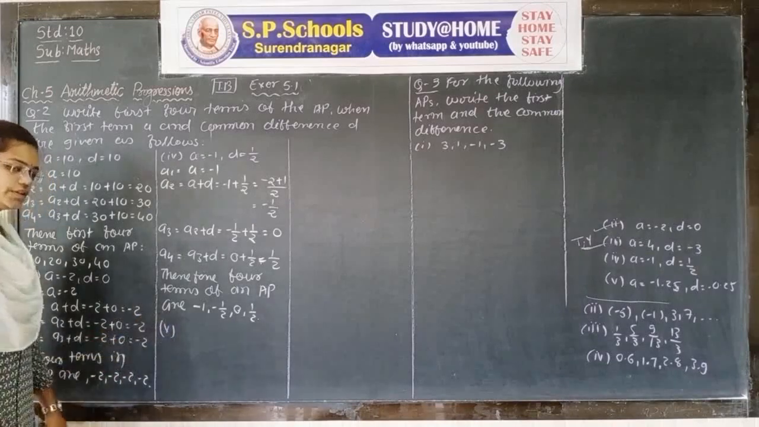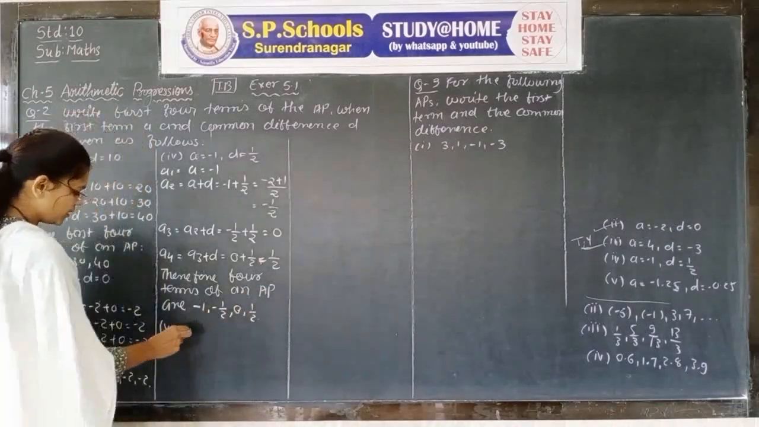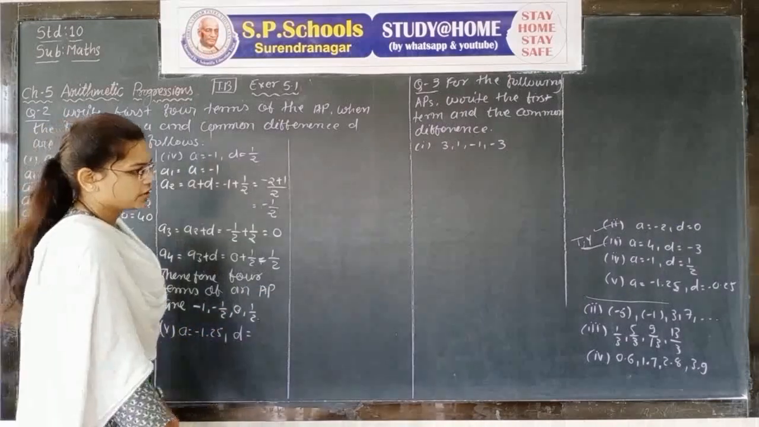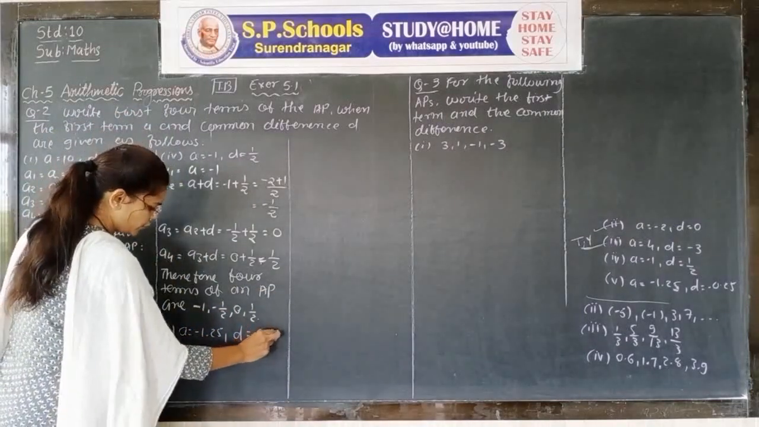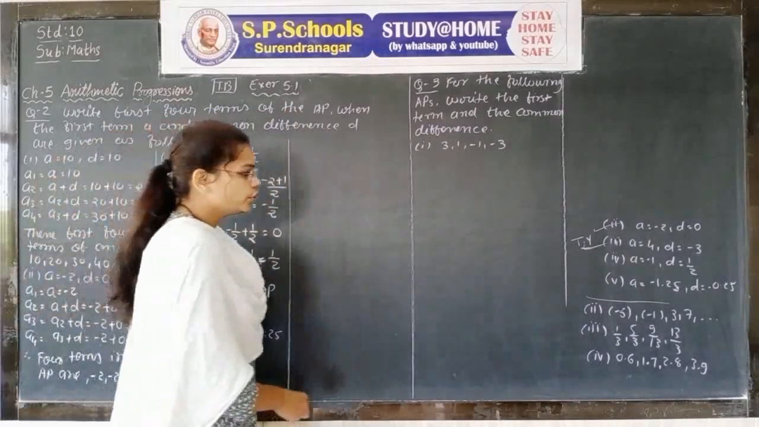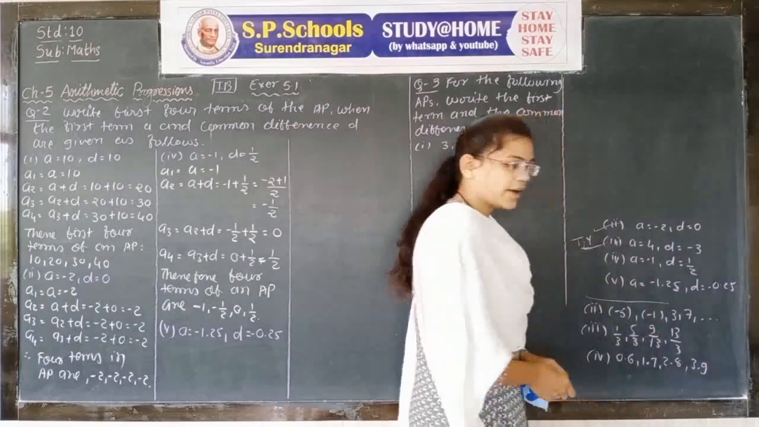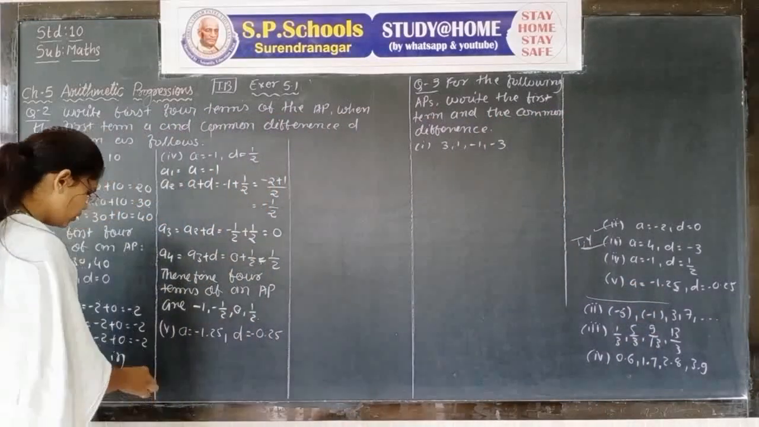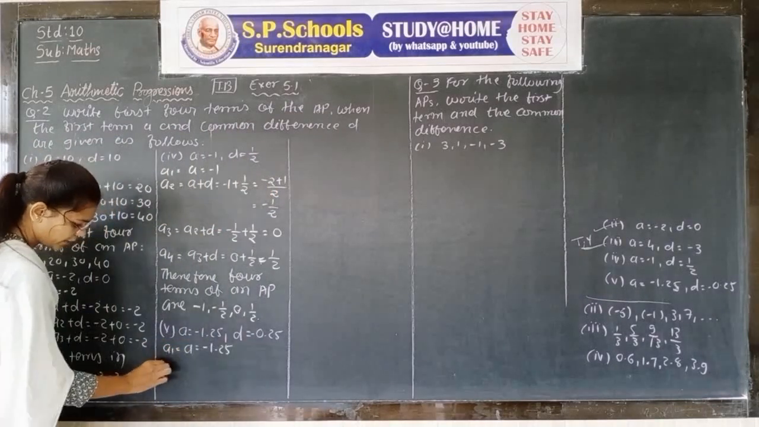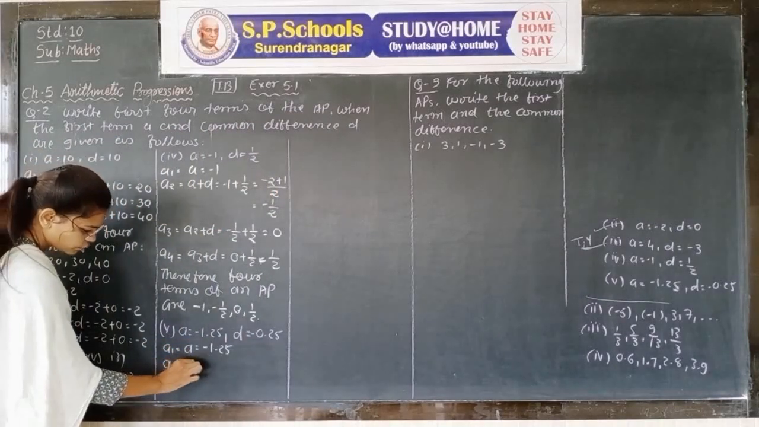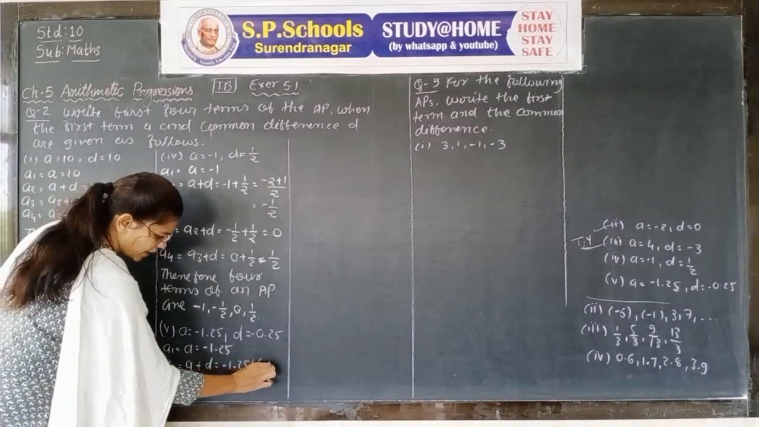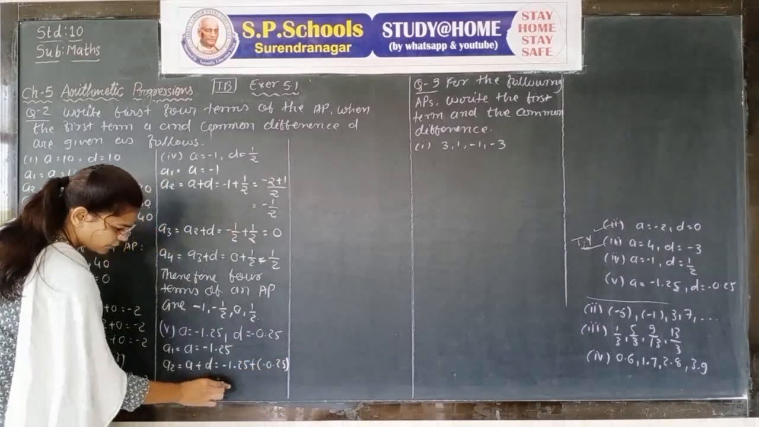Keep in mind, third, try yourself. The fifth number is A equals -1.25 and the common difference D equals -0.25. It is -0.25, not only 0.25, it is minus. Both A and D are negative. The first term A1 is equal to A, which is -1.25. Second term A2 is equal to A plus D, where A is -1.25 and D is -0.25.